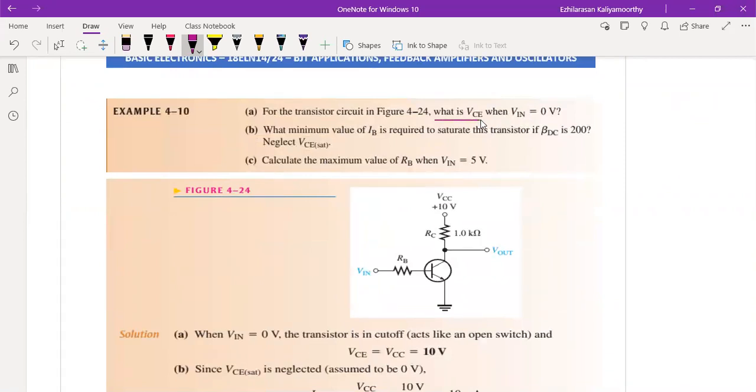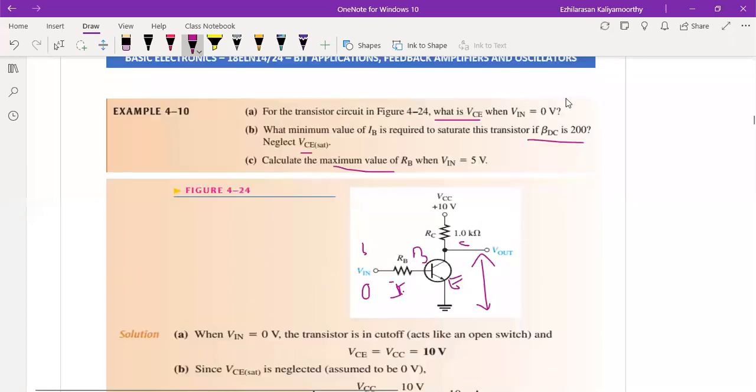What is, we have to find out the VCE, where this is C, this is E, this is B. We have to find out this VCE when Vin is equal to 0 volt. Second, what is the minimum value of IB required to saturate this transistor if the current gain, that is beta DC, is 200? Just neglect the VCE. Next, we have to calculate the maximum value of RB. What is the maximum RB when Vin is 5 volt? Some three cases are there.